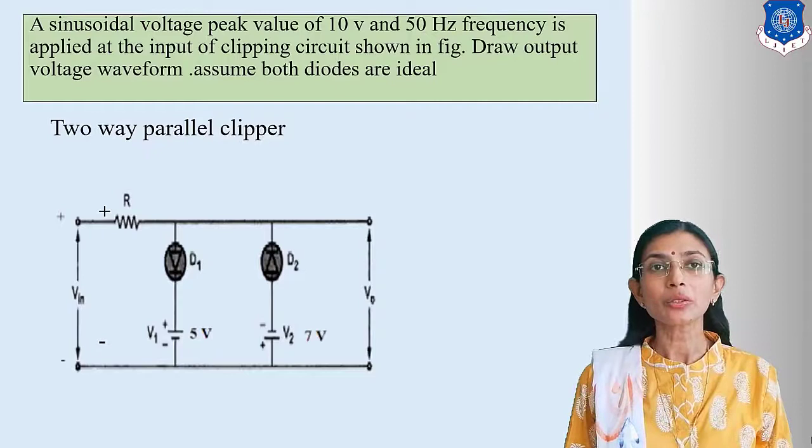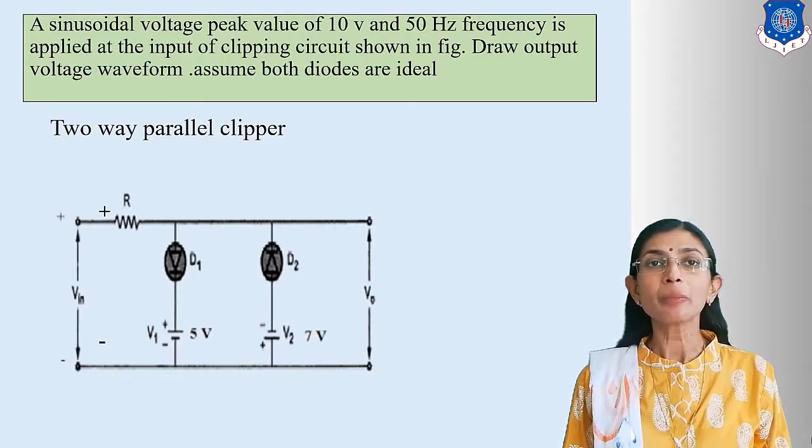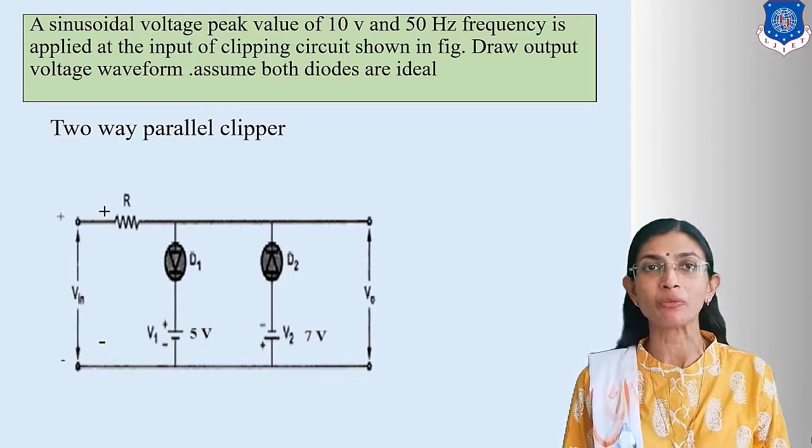Now let's take another example for understanding the parallel clipper. The parallel biased clipper means I have connected the two diodes in vice versa position. D1 is PN and D2 is NP with the input, and these two diodes are connected in parallel. Also I have connected two external batteries, that is plus 5 volt and minus 7 volt.